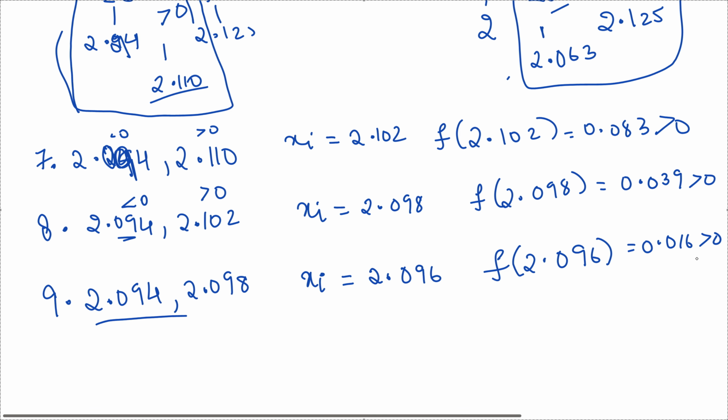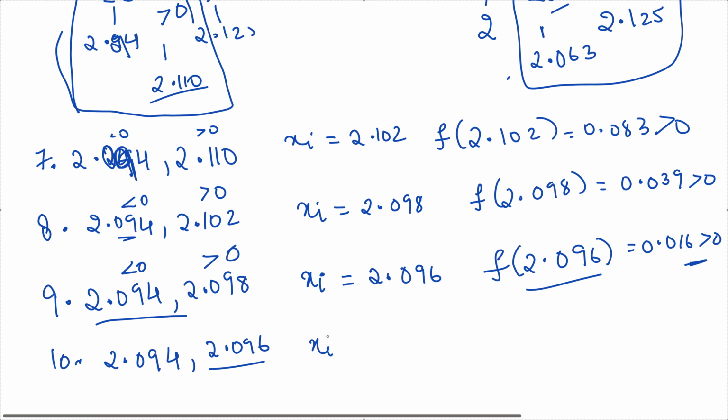Okay, so now this is greater than 0. So this one was giving us less than 0, this one was giving us greater than 0. So what would be our next interval? Right, 2.094 comma 2.096, right? Since this is greater than 0, we will include that one plus the less than 0 one. If this was less than 0, we would include this one and something which gives greater than 0. So now what is xi?